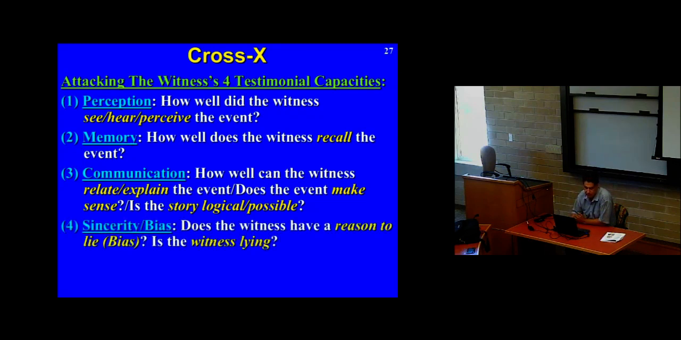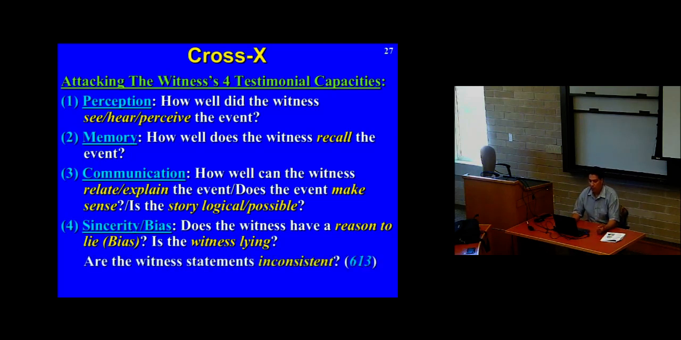Sincerity and bias. Now that's something on direct, you don't really build that up. You just, by putting them on the stand and trying to show they have good demeanor evidence, want them to seem credible. But on cross-examination, this is an area where you would really try to challenge them. And you might try to either catch them in a lie, or show that they have a reason to lie, or show that they may have an inconsistency in what they're saying. So, are the witness's statements inconsistent? We know that Rule 613 deals with that issue.